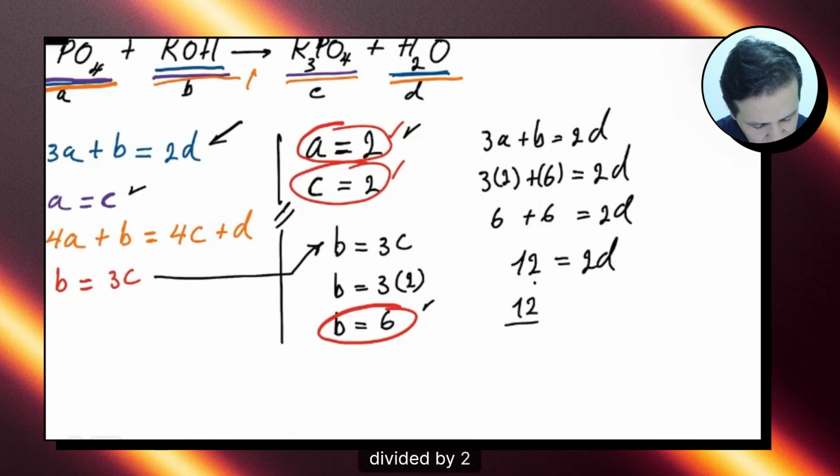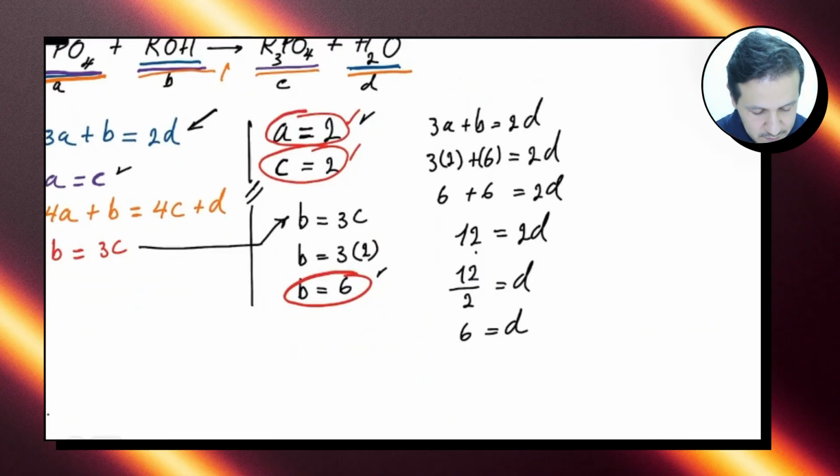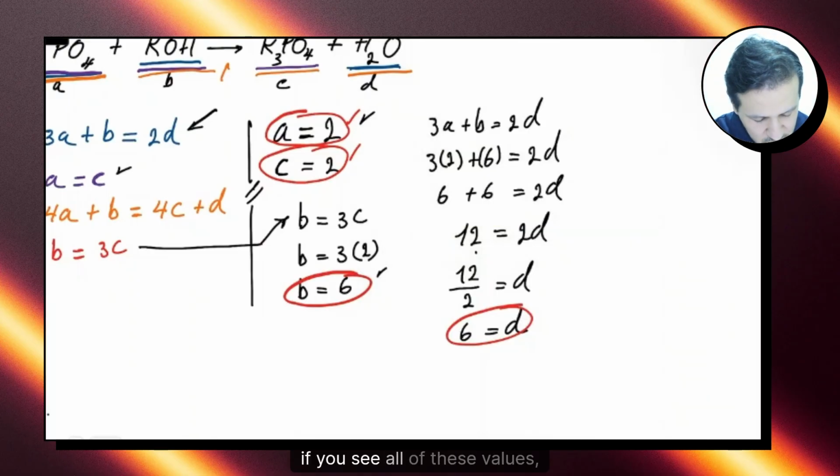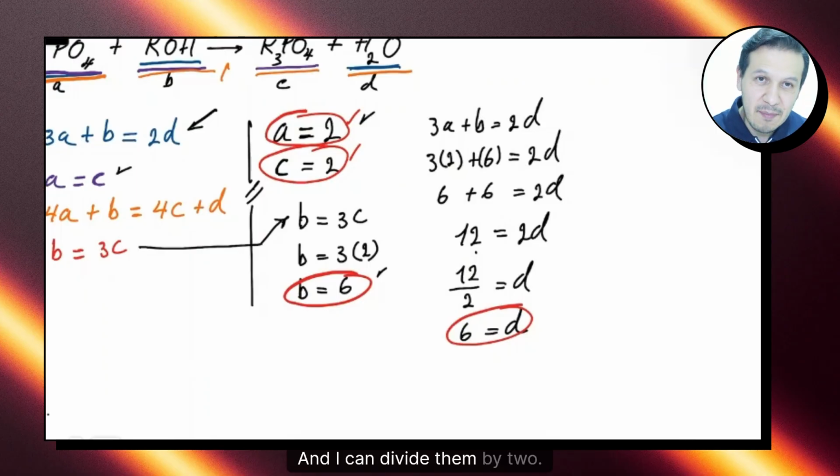12 divided by 2 is D. So 6 is D. And this is something very interesting. I have the value for A, for B, for C, and for D. If you see all of these values, 2, 2, 6, and 6 can be divisible by the same number, okay? And I can divide them by 2.